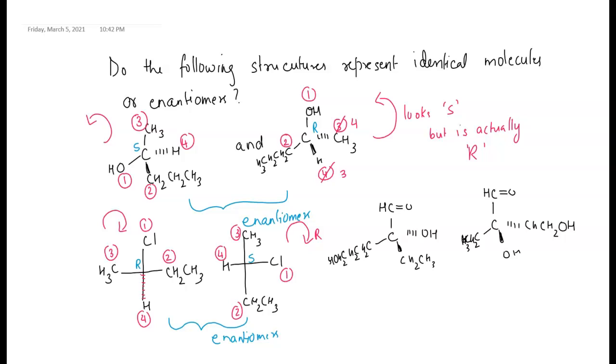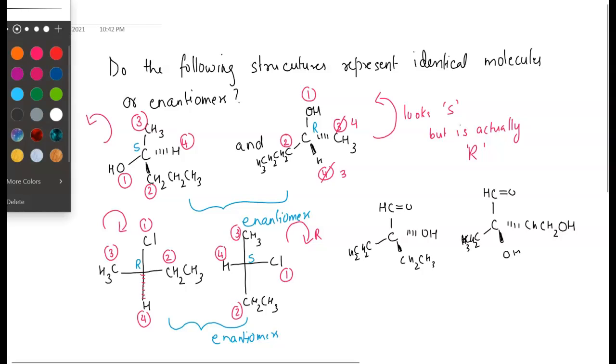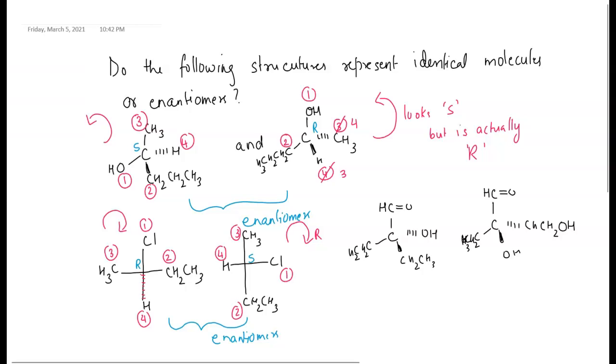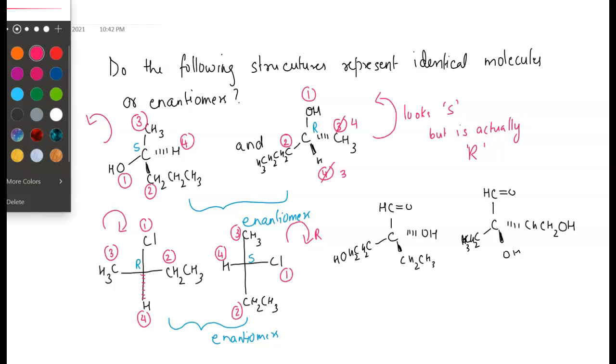Okay, so let me change a little bit here. I think I put one extra CH2, which I don't want to put there. CH2, CH2, OH. Okay, all right. So now we have two molecules which are isomers because they have exactly the same molecular formula, but we have to figure out whether they are identical or enantiomers. So we'll go back and try out our priorities here.